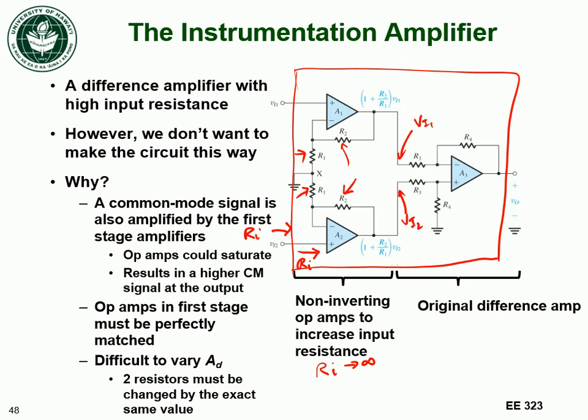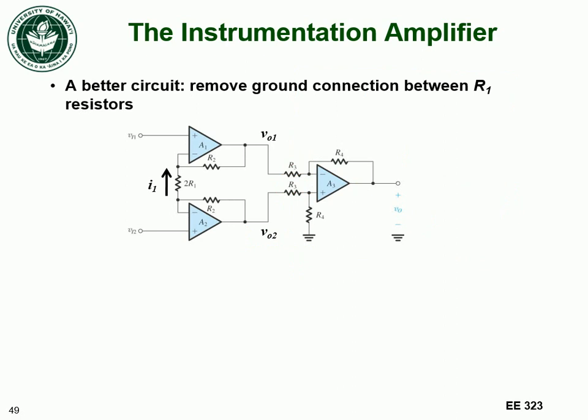All that we need to do is take a look at this ground connection at point X in the circuit. If I just take off that ground connection, then this is going to be a much better circuit. And this is how you would actually realize an instrumentation amplifier. You still have two non-inverting op amps at each input to our regular difference amplifier op amp. But I just take off that ground connection and I have a single resistor in common in the feedback networks on both of these non-inverting op amps. So let's see how that works.